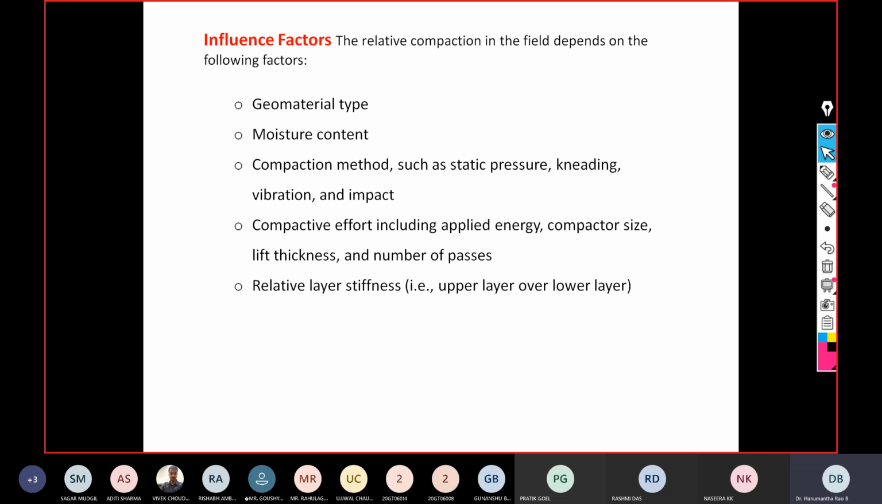Then another important factor is relative layer stiffness. That is, what is the composition of the upper layer or the lower layers.